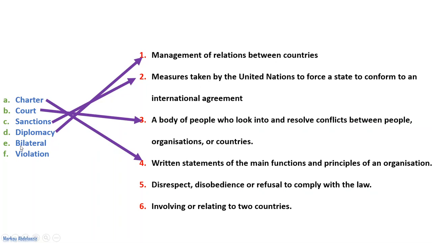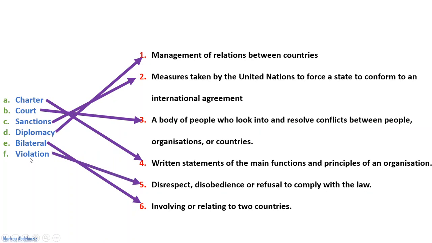Bilateral. When we have a word starting with bi, it always has to do with two things or two parts. Okay, two parts. So bilateral means involving or relating to two countries. Okay, so something that has to do with two countries. If we have some problem or some measure or whatever it is that has to do with only two countries, we call it bilateral.